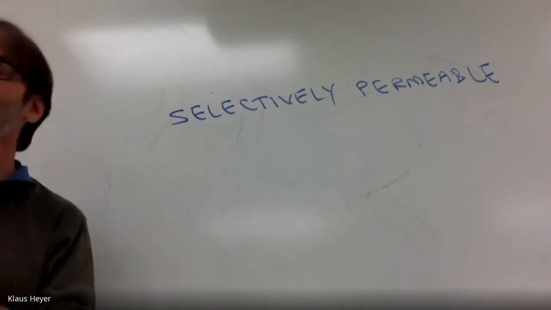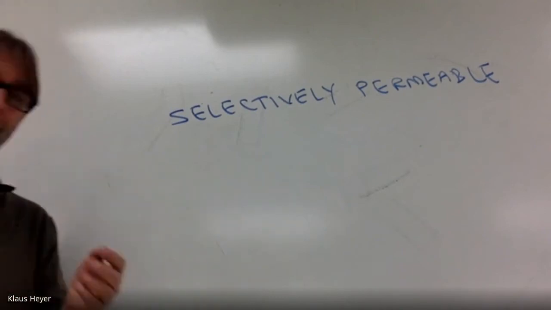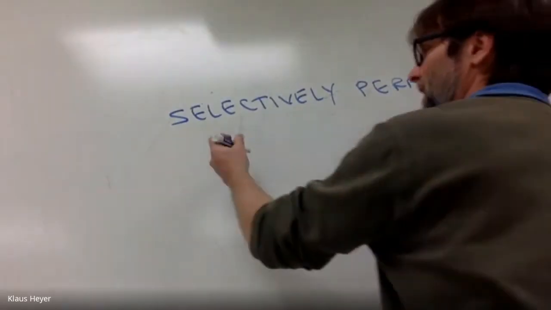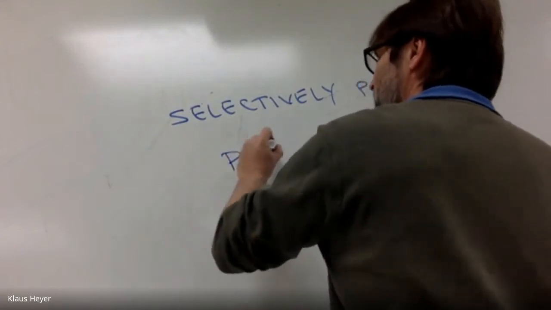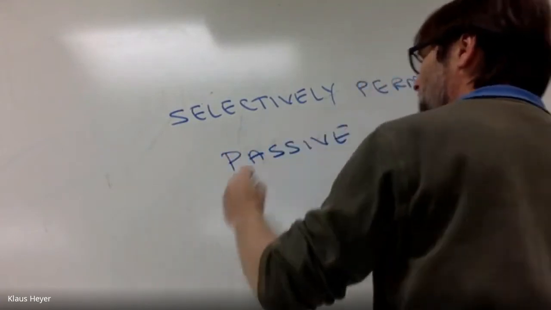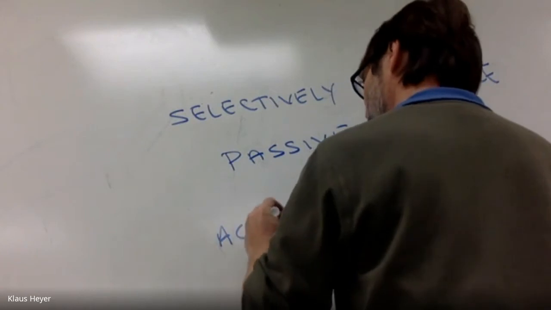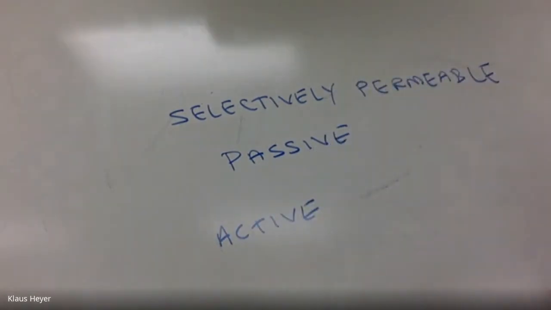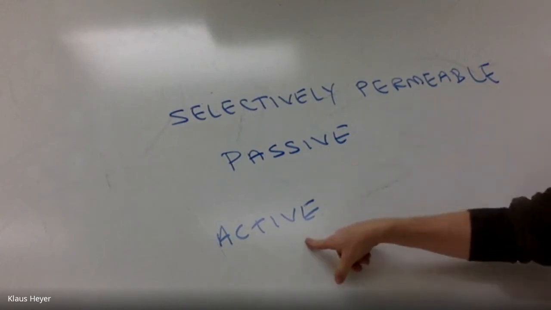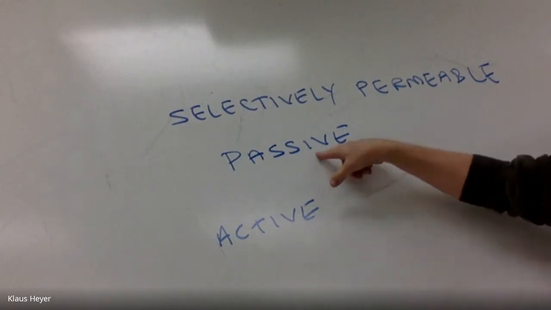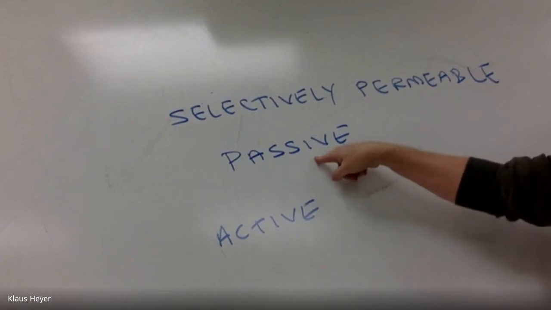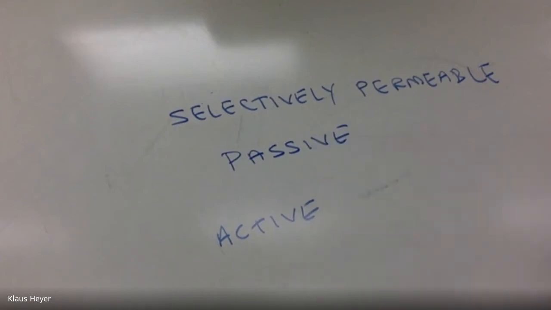So I want to talk about how things get transported in the cell or out of the cell. There's two ways that this can happen. It could be passive or it could be active. Whenever you see the word passive or active in sciences, it means with energy, without energy. Passive means there's no energy that needs to be involved. Active means you need to use some kind of energy.